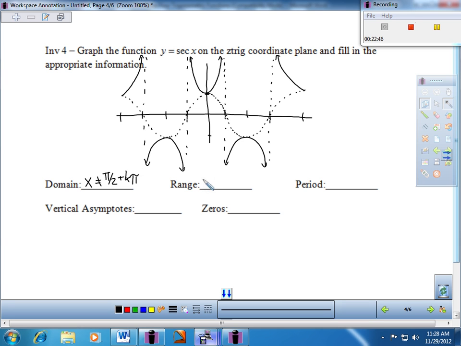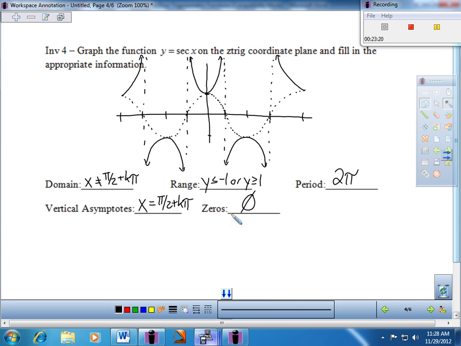I'm hoping everybody agrees that the range is the same as last time around. Anywhere lower than -1 inclusive, and anywhere above +1 inclusive. Period, just like cosine, everybody, period's 2 pi. Vertical asymptotes, now we're getting into a rhythm with this. Of course, right where the domain values were excluded. And zeros, nah, not a single one. And there are your 4, everybody.